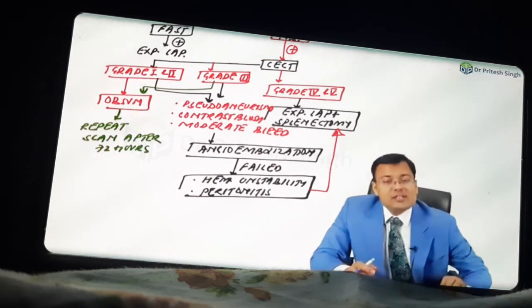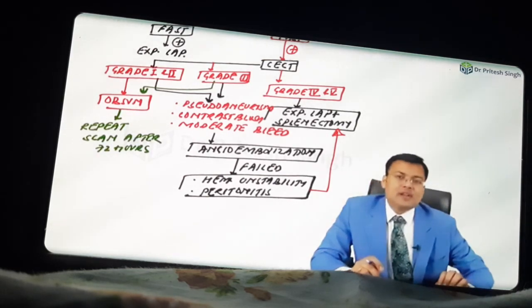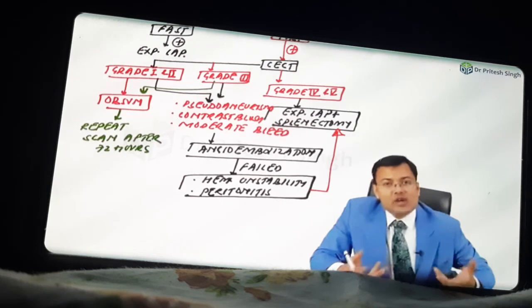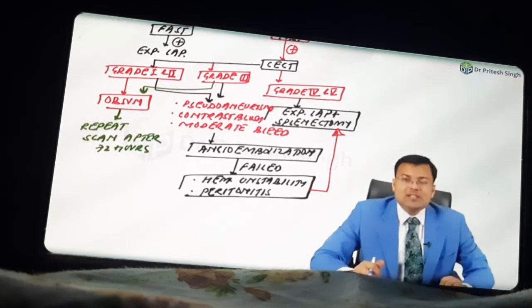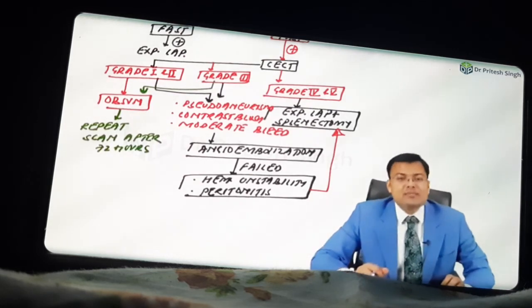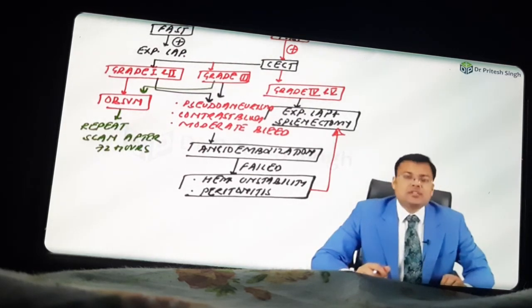Now, whenever there is positive FAST, it means there is collection of blood or collection of fluid. Whenever we perform CECT, contrast enhanced CT, if there is ongoing or active bleeding, you can easily see the extravasation of contrast. That can be managed by angioembolization, and if it's not available or failed, we can go forward with exploratory laparotomy. So this is how we manage the patients of splenic trauma.